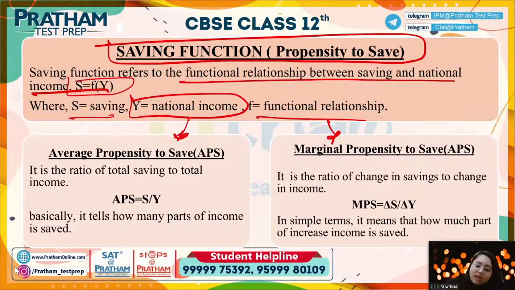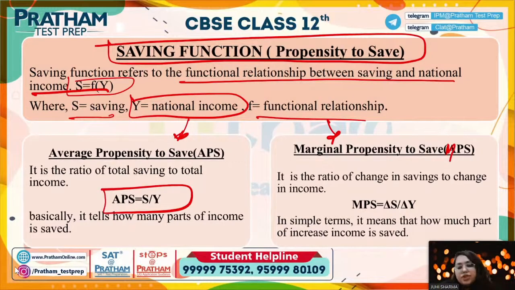So APS क्या होगा? APS होगा normal आपका, अगर आप formula लिख रहे हैं, so if you are equating it, it will be S by Y. Total savings upon total income. As in जितना भी income है उसमें से how much part is saved, that is actually what APS is all about, right? Whereas MPS, which is marginal propensity to save, is actually the change in savings to the change in income.